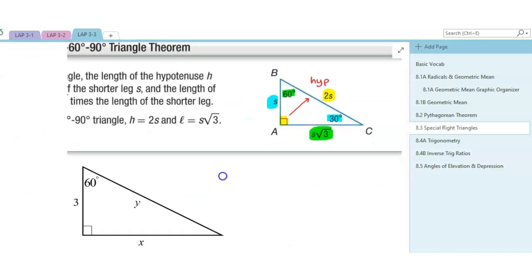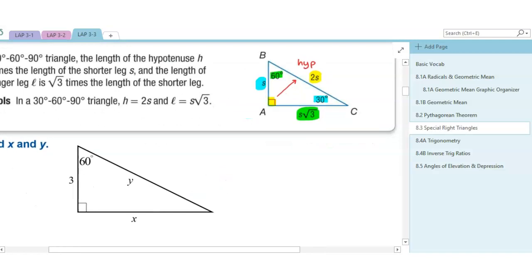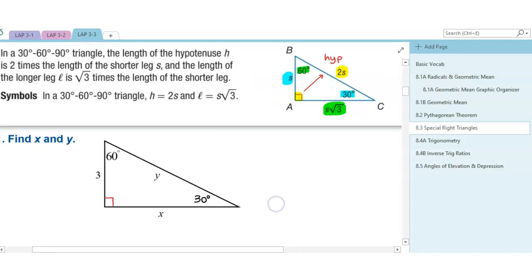Let's go ahead and see this as an example. Realize over here in this example we have the 90 degrees and then we have the 60 degrees, which automatically makes this angle 30 degrees. So we have a 30, 60, 90 triangle. And realize that the side that's opposite the 30 degree angle is called S. So I'm going to call S, which is equal to 3.